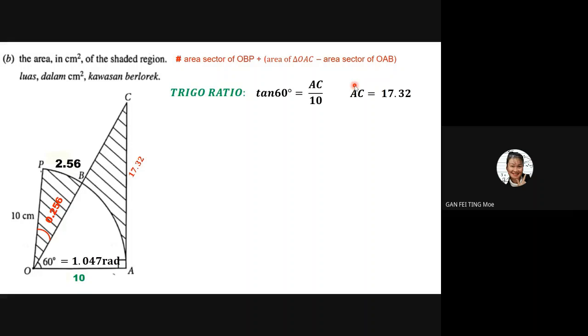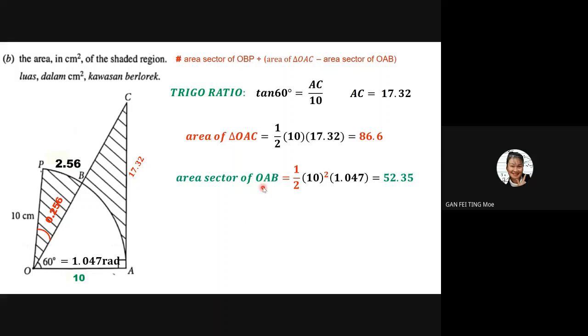So, bawa dia masuk ke rajah anda. So, from here dah complete. Then you can continue area of OAC. So, this is what you plan. Half times base times height, you get it as 86.6. This is your triangle. Then you go for the sector OAB, the white color. So you will be half r squared theta, as what Alicia was telling just now. This is the formula for the area. So press your calculator carefully, you get this.